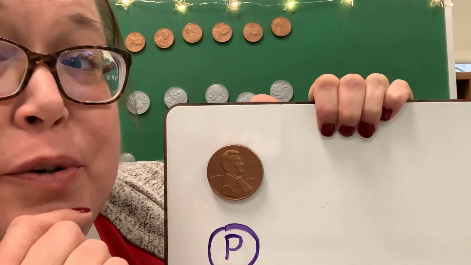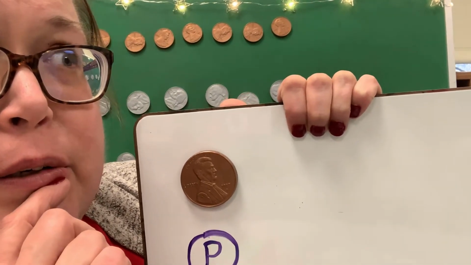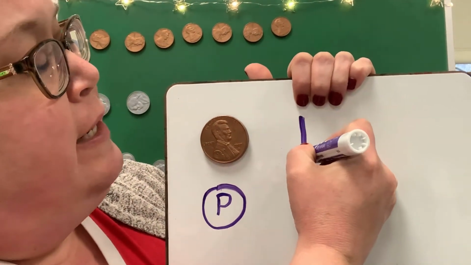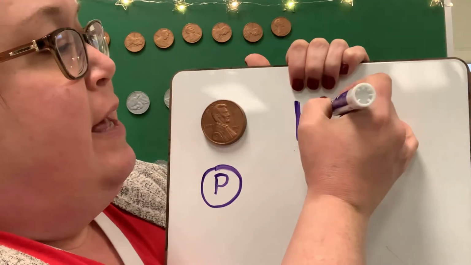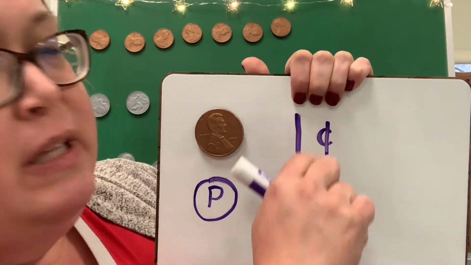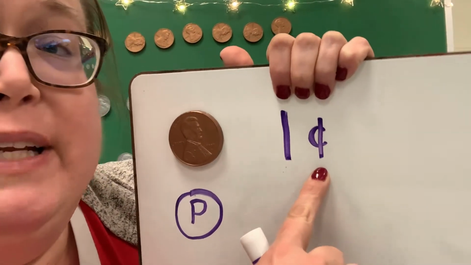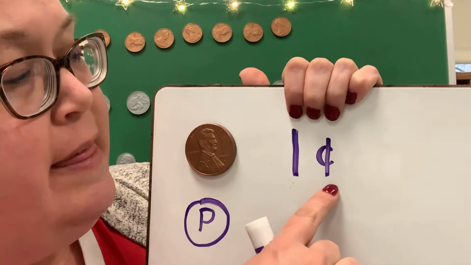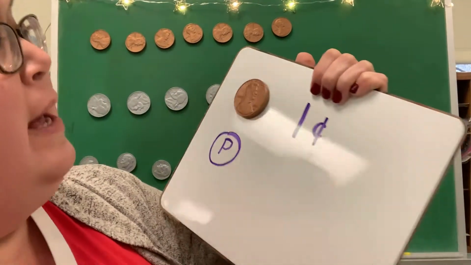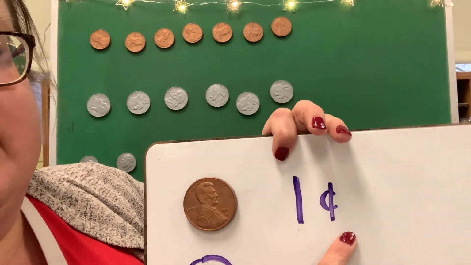If you've been doing those coin poems, you should know. Do you remember? 1 cent. Now here's how you write 1 cent. 1, the number 1, and then this little symbol. It's like a little C with a line through it. That little symbol is the cent symbol. So anytime that you say cent, that's what it looks like. Okay? So 1 penny is worth 1 cent.